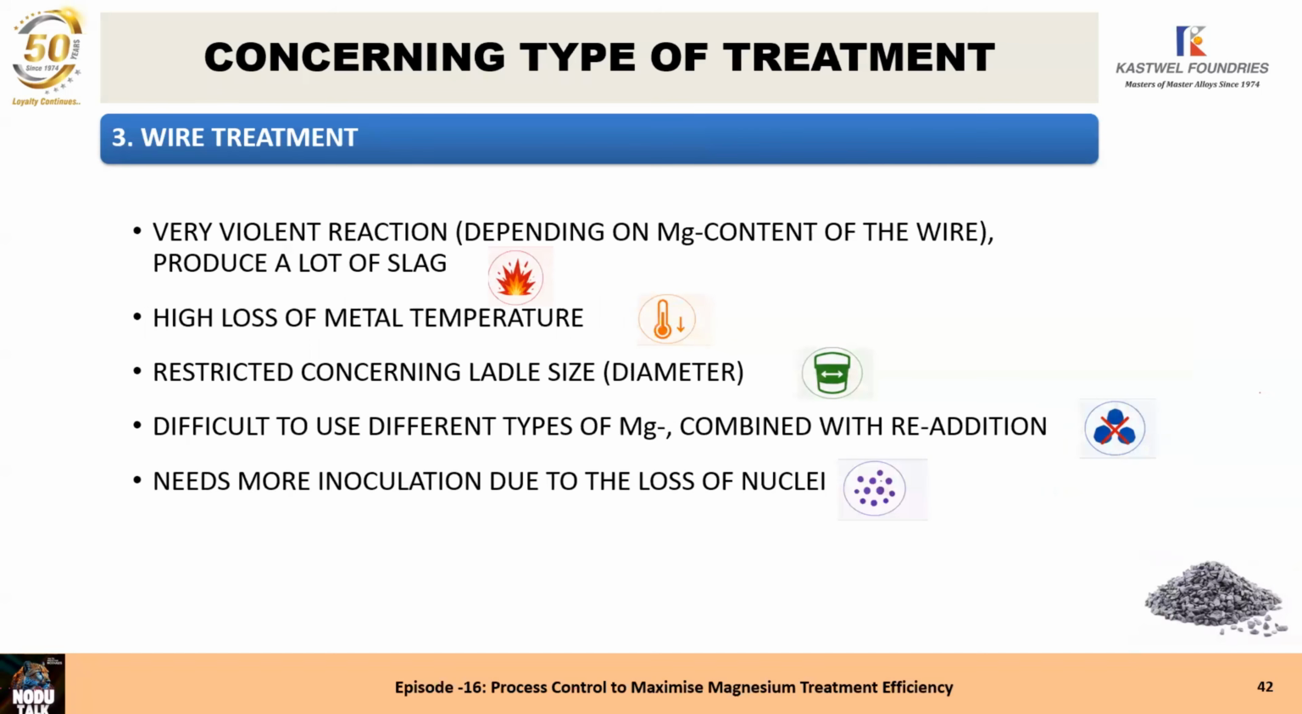Wire treatment is a very violent reaction. It depends on the magnesium content of the wire. It produces a lot of slag. High loss of metal temperature. Restricted concerning ladle size diameter. Difficulty to use different types of magnesium combined with rare earth additions. Needs more inoculation due to loss of nuclei. These are the disadvantages of the magnesium treatment using the magnesium wire method.